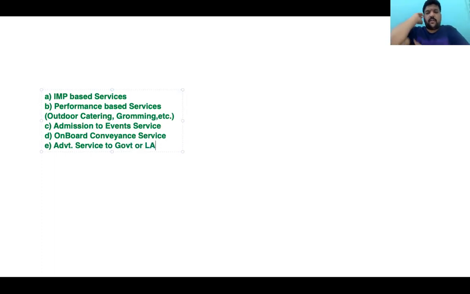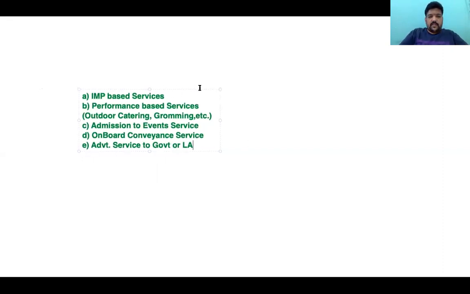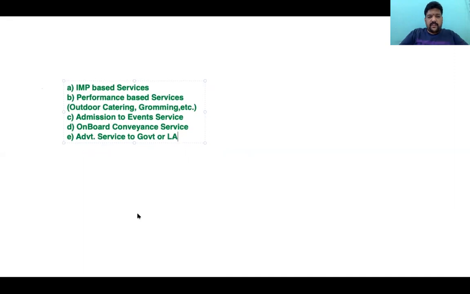Government or local authority. If an advertisement service is provided to a private limited company or public limited company, you will not have an issue at all here. These advertisement services provided to government or local authority should be categorized in a particular way. You can call this one list. Okay. There is going to be another list of specified services.